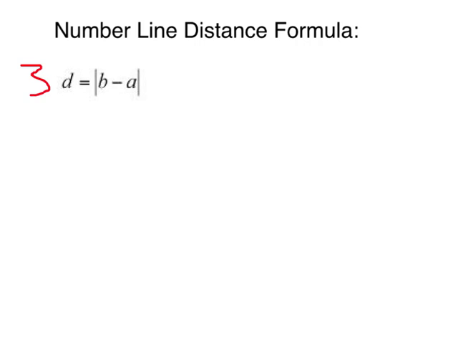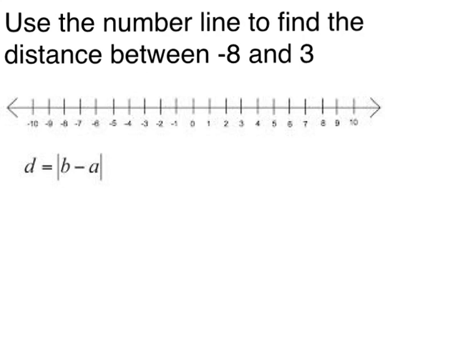Okay, here is the third formula. This is for number line distance. So if you're just given a number line, the other two formulas are for if you were given ordered pairs or 2 points. Here you're just given a number line and asked to find the distance. We're going to use this in the first example.